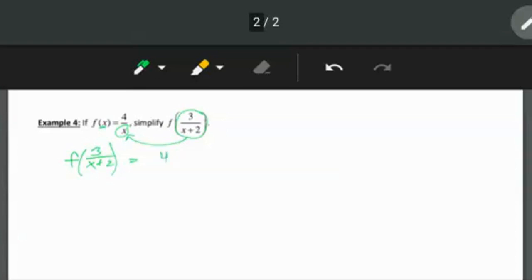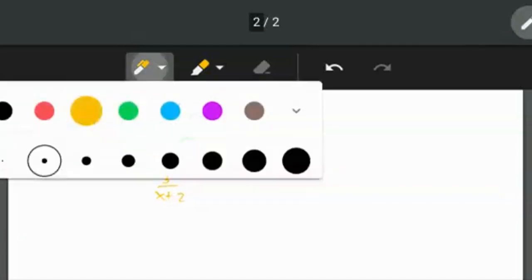So we'd have a 4 on top all over. In this x's spot right here, we'd be plugging in this 3 over x plus 2. All right, and then we have to simplify this. We have basically a fraction within a fraction. The denominator is a fraction. So you have to remember how you divide fractions. I think most of you probably learned instead of dividing fractions, you change it to multiplication and you multiply by the reciprocal of the denominator.